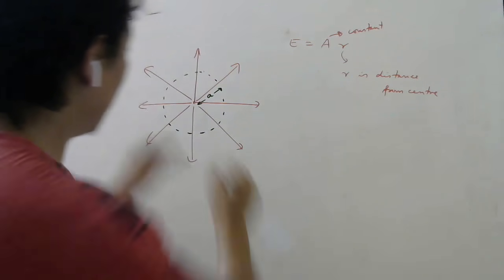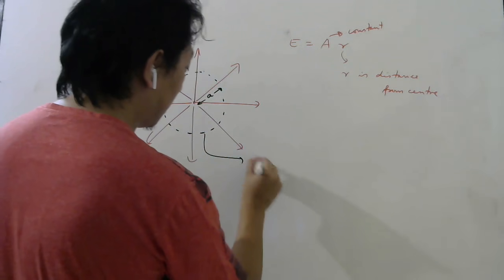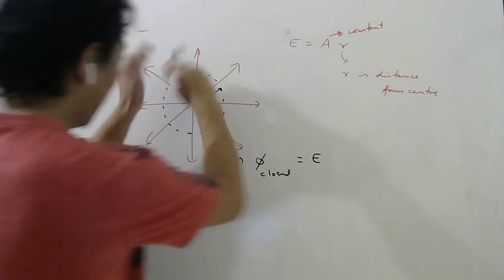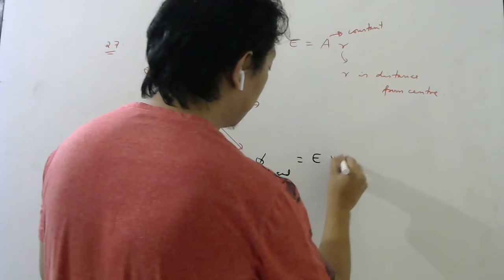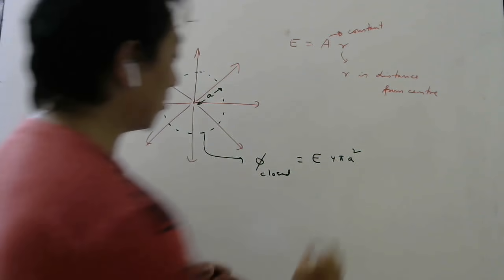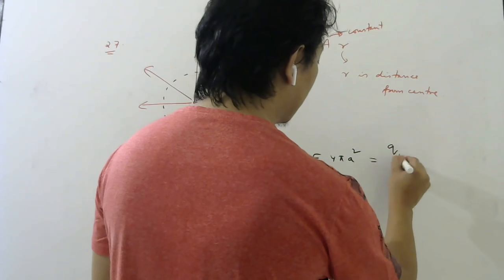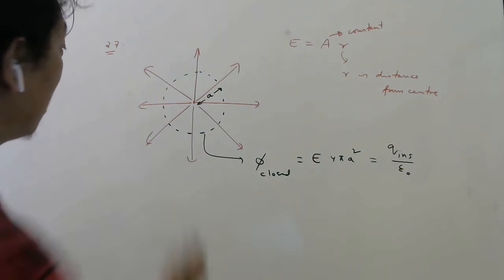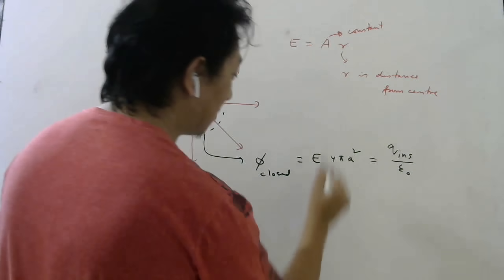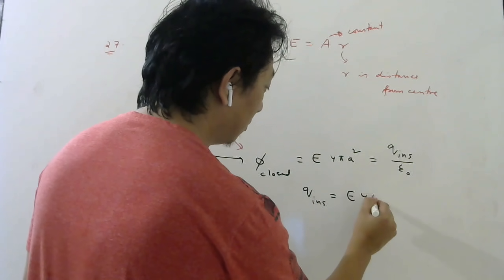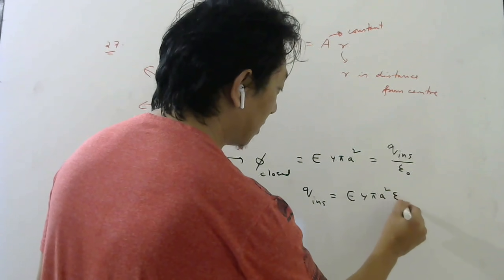So flux through this surface will be how much? Flux through this closed surface will be directly E into area of this. Area of this will be 4 pi a square. Yes or no, students? And this, according to Gauss law, is what? Charge inside divided by epsilon naught. So they want to know what is the charge inside, cross multiply. So charge inside will be E into 4 pi a square epsilon naught.